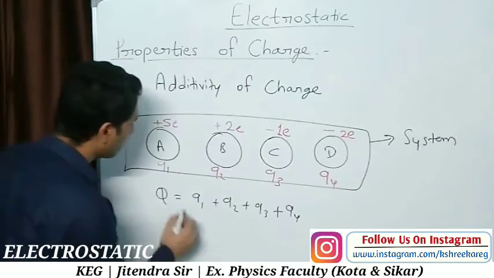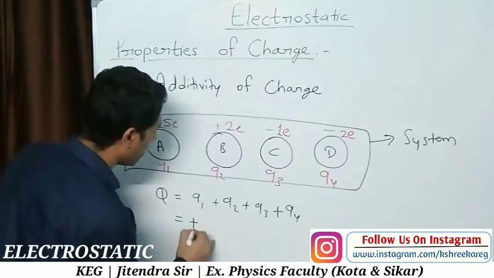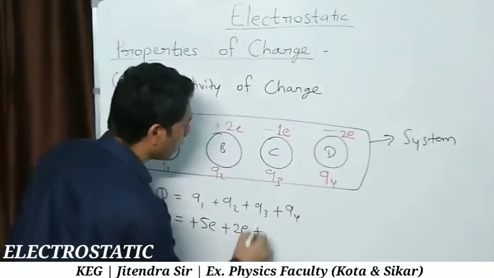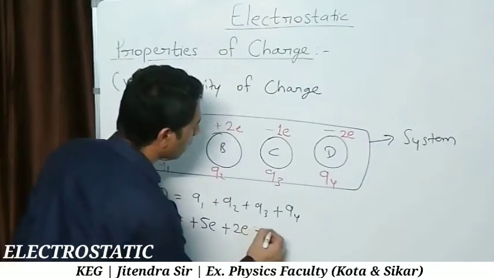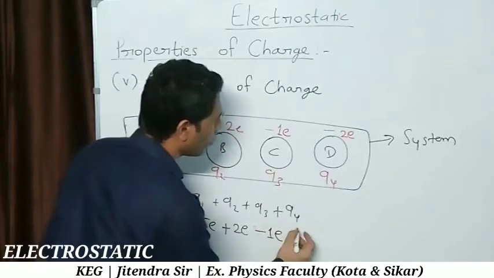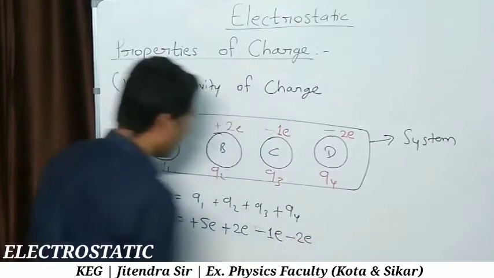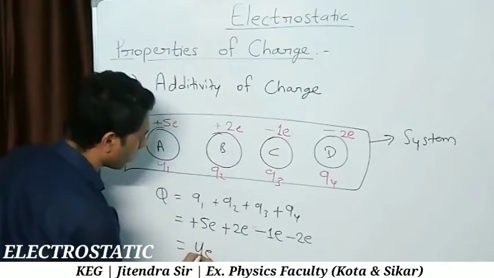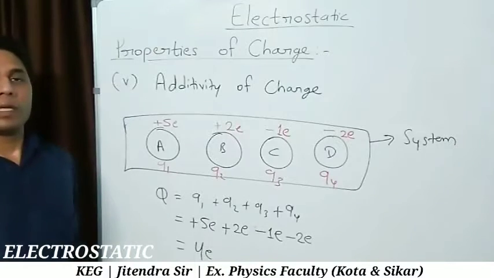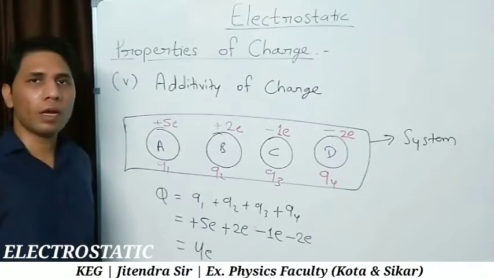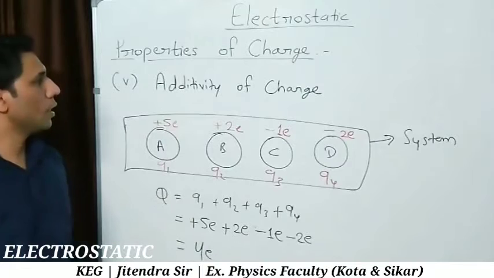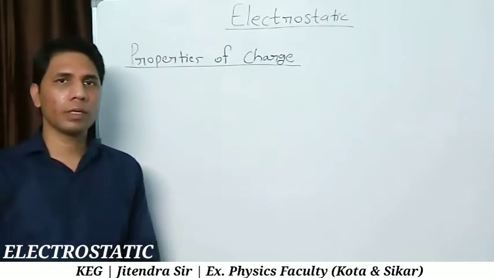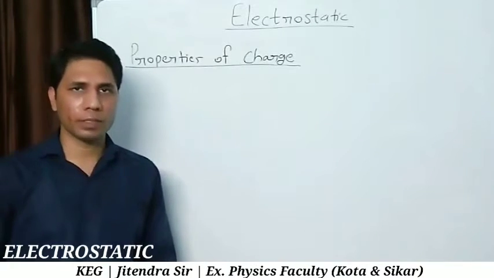So we can write here Q1 equals plus 5E, Q2 equals plus 2E, Q3 equals minus 1E, Q4 equals minus 2E. Then we can say the total charge is 4E. Is it clear, students? Now you have understood about additivity. Our one more property of charge is attraction or repulsion.